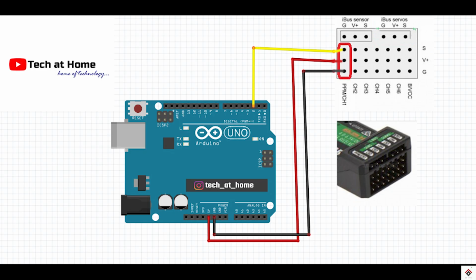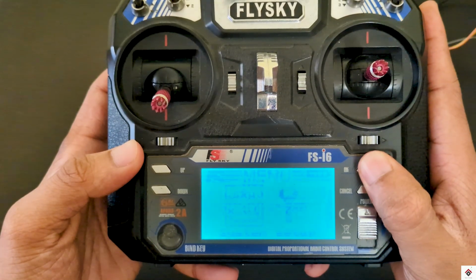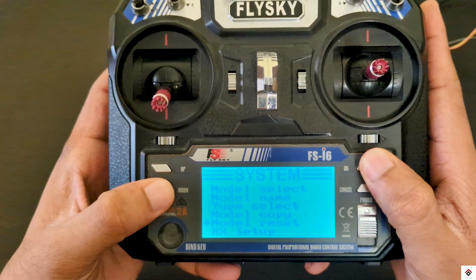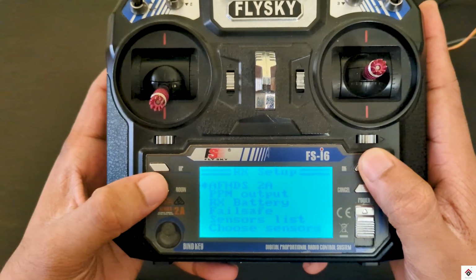This is how you have to connect your receiver with the Arduino board. And also in the transmitter system settings, make sure to switch on the PPM output.